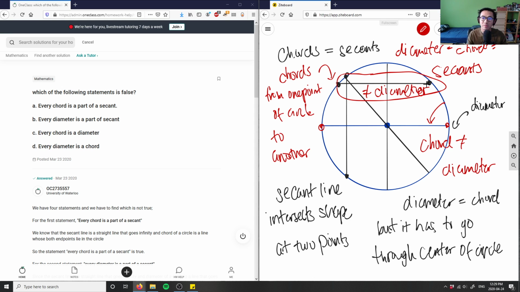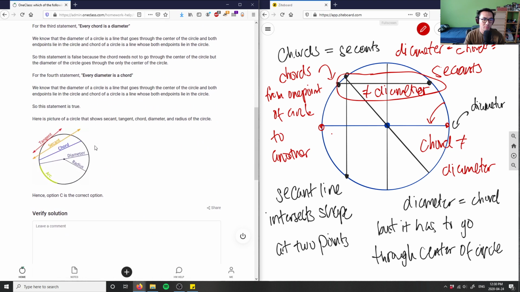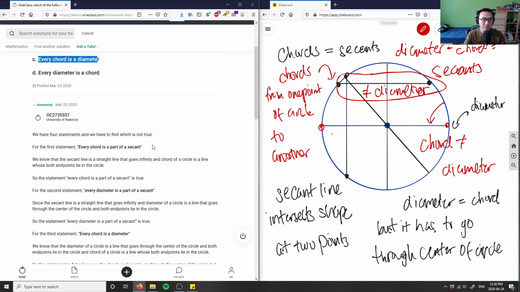Because it doesn't go through the center of a circle, which means in this case, C is the false statement here, right? Every chord is part of a secant. That's true. It intersects 2 points. Every diameter is part of a secant. That's good because diameter also intersects 2 points. Every chord is a diameter is false, right? And I use this as an example here. This line is a chord, but not a diameter. But every diameter is a chord, right? Because a chord goes from one point in the circle to another, and a diameter does as well. So C here is the correct option, the false statement.